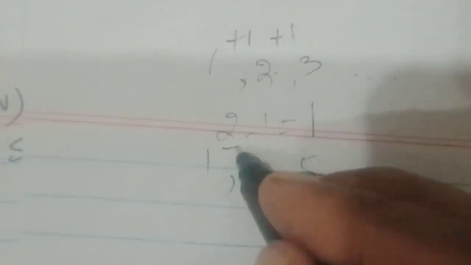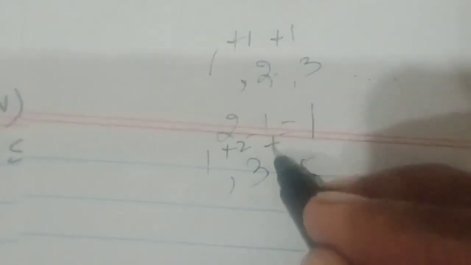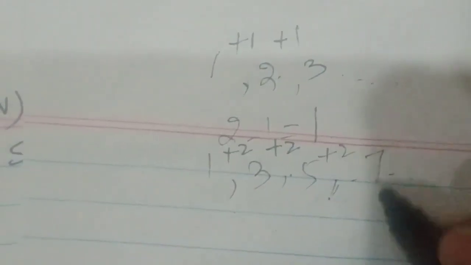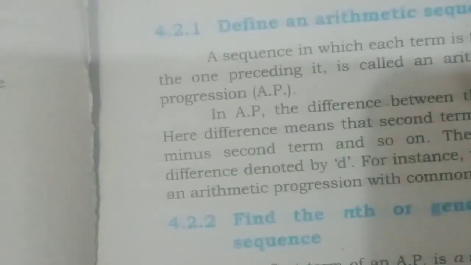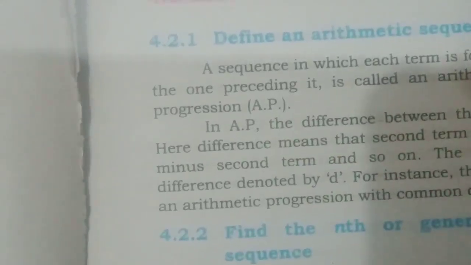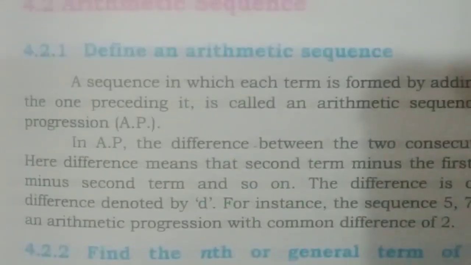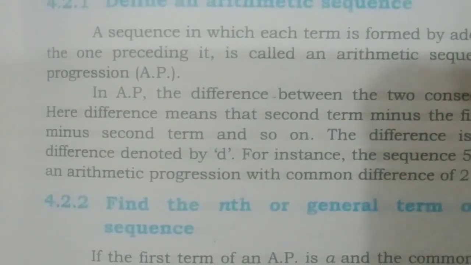Here the fixed number is plus 2. When you add 2, the next term appears. After 3 you add 2, then 5 appears, and after 5 it will be 7. So this is called an arithmetic progression or arithmetic sequence. An arithmetic sequence simply comes from adding a fixed number. Now in an AP the difference between two consecutive terms is the same. Of course it will be the same because we are adding the same difference to both.